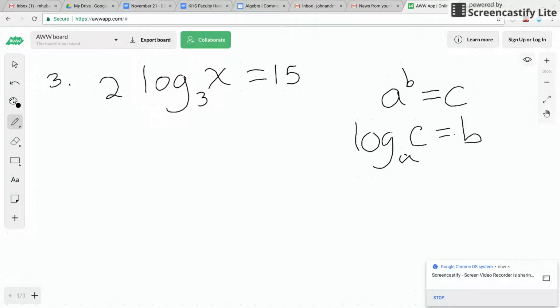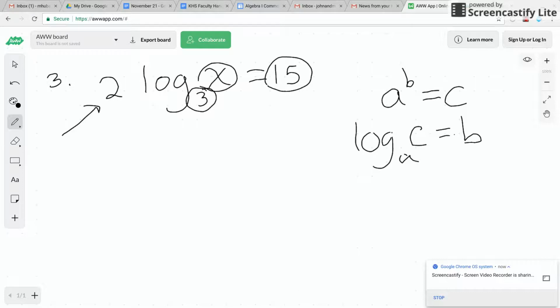And so we can identify, 3 is our a, we can identify that 15 is our b, and that x is our c, but then we have this sort of leftover 2. And you really have to be able to deal with that 2. So it's really not in its basic log form.